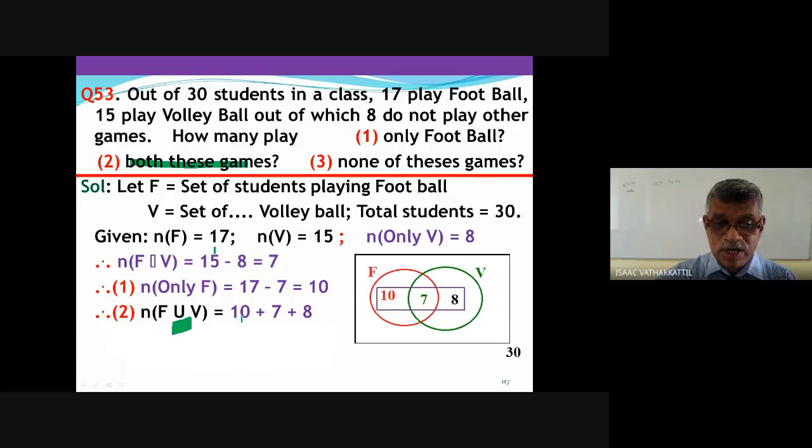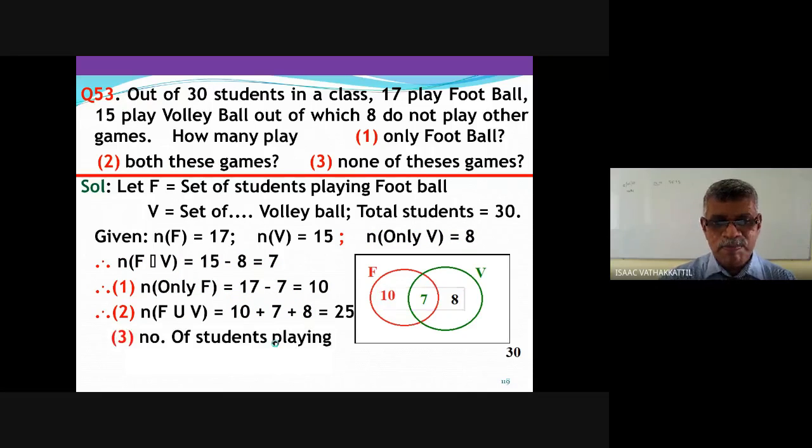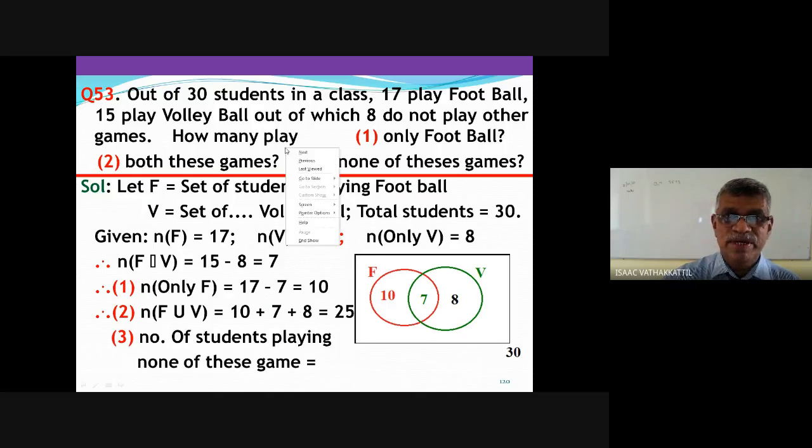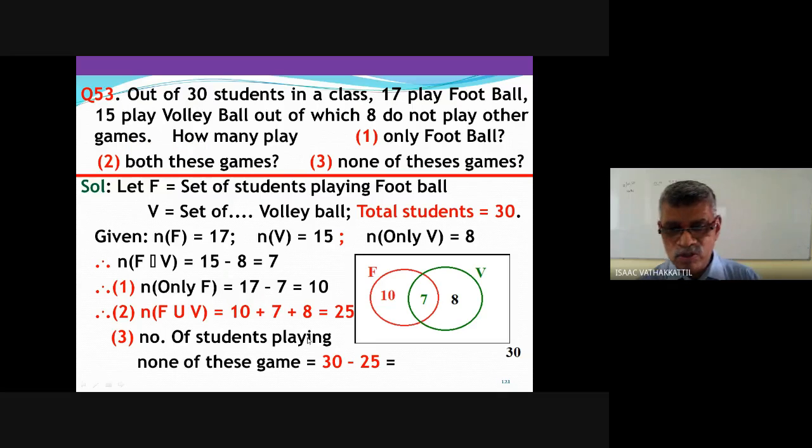How many play at least one of the games? At least one of the games means F union B, which is 25. Once it is 25, the number of students playing none of these games will be 5. So here you read this as at least one of them. At least one of these is 25, so none is equal to 30 minus 25, which is 5.